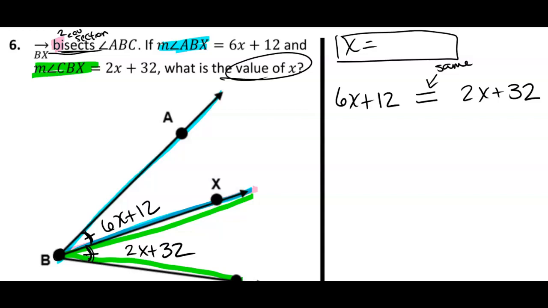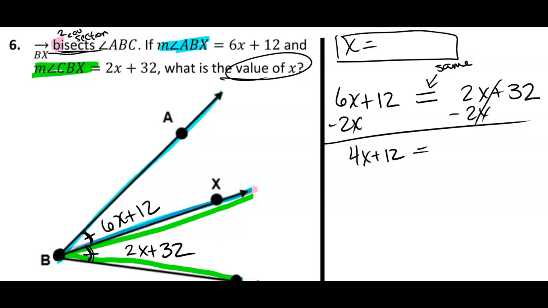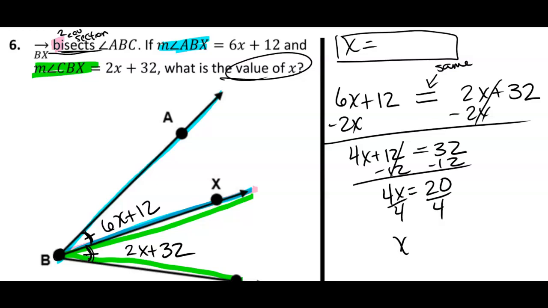So we need to solve for x. So we're going to subtract 2x. We get 4x plus 12 equals 32. Subtract 12, 4x is 20. And then divide by 4, and x is equal to 5. Let's go back to our answer box, and it is asking for x, so our answer is x is equal to 5. Good luck!